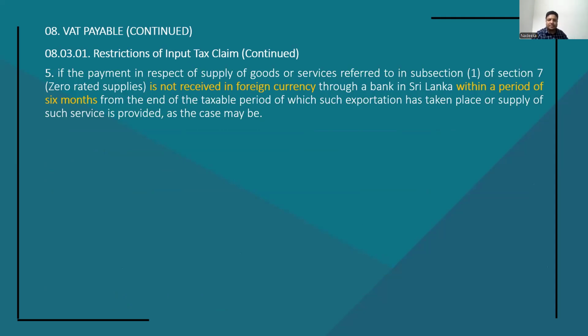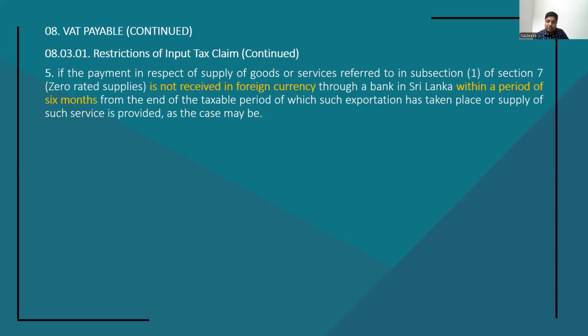Right. The next restriction, this is relating to zero rated supplies. If the payment in respect of supply of goods or services referred to in subsection 1 of section 7, that's about zero rated supplies that we discussed, is not received in foreign currency through a bank in Sri Lanka within a period of 6 months from the end of the taxable period of which such exportation has taken place, or the supply of such services provided, as the case may be. I told you under export zero rated supplies, there was a requirement to bring the foreign currencies through the banking system within 6 months. If you don't bring, what will happen? Then that is not a zero rated supply. Then that is a supply that is liable at the standard rate. So you have to apply 18% on the value of supply and calculate the output tax.